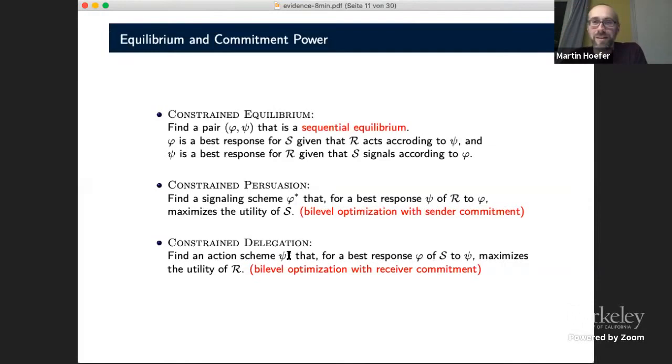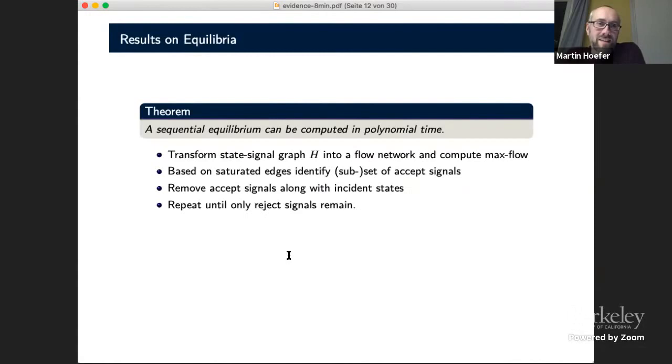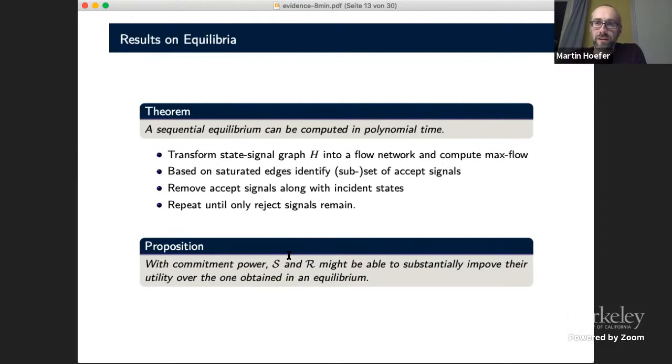Anyway, so what are the results? One of the first results is that the equilibrium problem can be solved in polynomial time. I don't want to go deeply into this. The main message is that it's a max flow based construction based on which we can compute the equilibrium. Full disclosure though, these equilibria can be quite bad in comparison to the commitment power solutions. If you have commitment power, there are scenarios where the commitment power agent can significantly improve its utility.